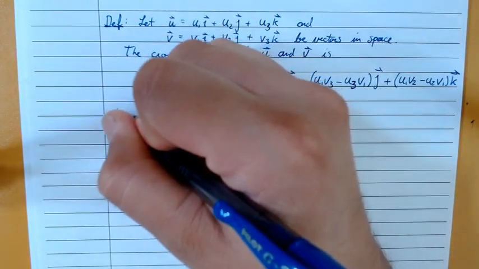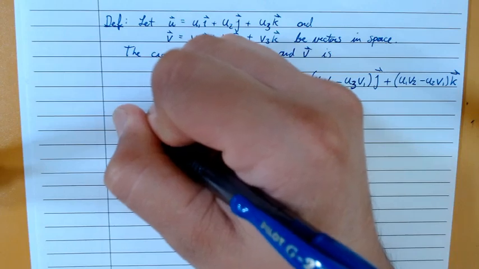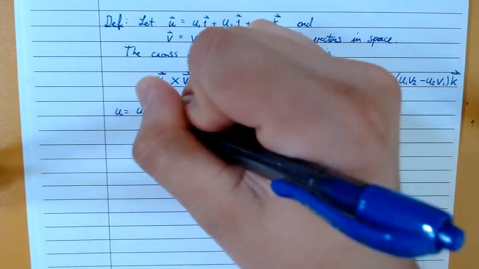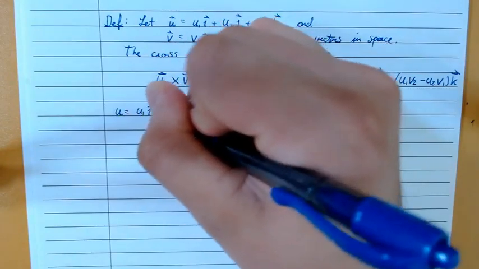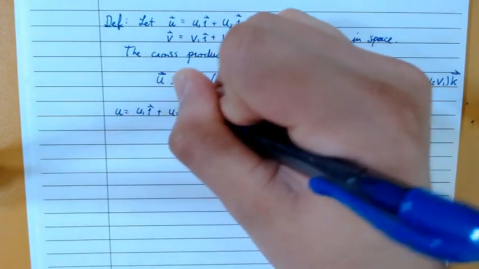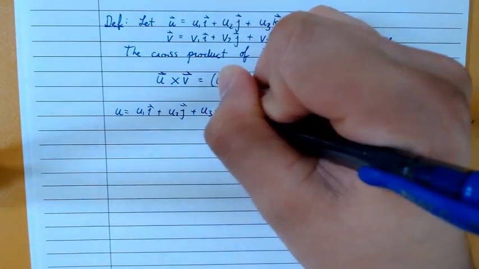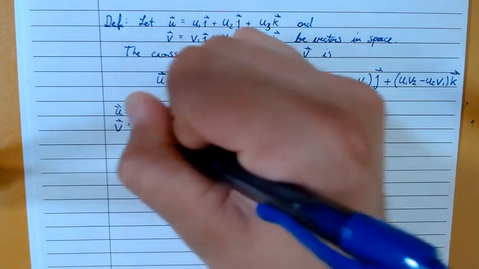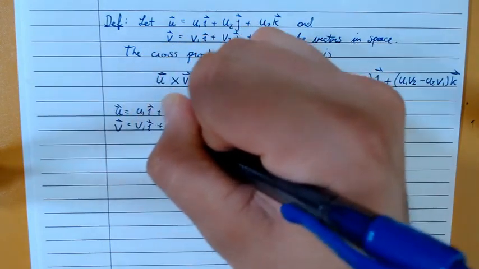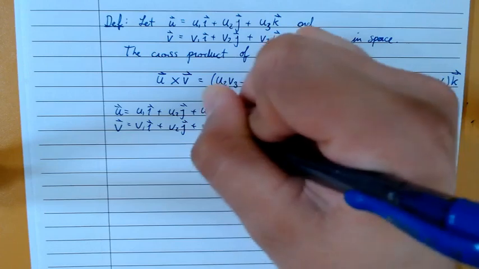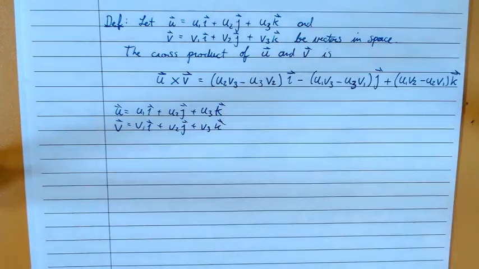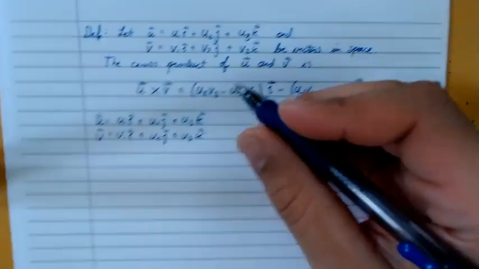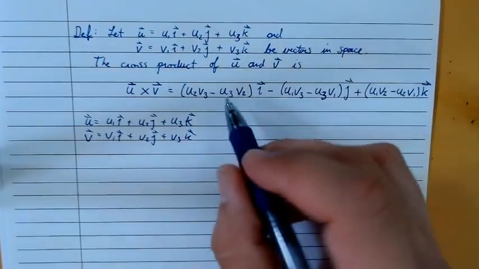Let's say we have the vector u, which is given by, and again we have our 3 components, u1i plus u2j plus u3k. And let's say we have the vector v, which is given by v1i plus v2j plus v3k. Let's compute the cross product of these 2. One way of doing that is the following.